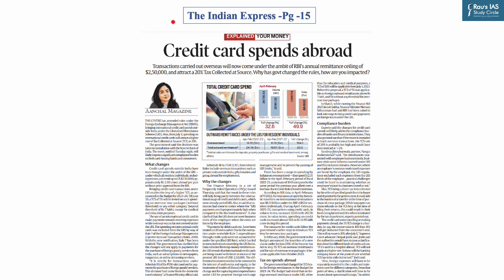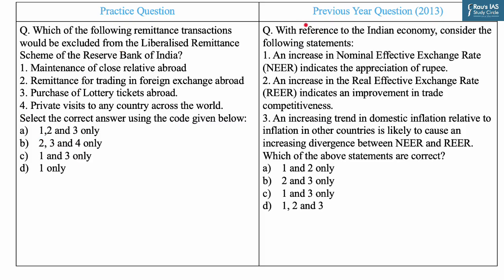Our last question of today's discussion is based on this news article which featured on page number 15 of the Indian Express newspaper. Now the Centre has recently amended rules under the Foreign Exchange Management Act, that is FEMA, and it has brought international credit card transactions outside India under the Liberalised Remittances Scheme, that is LRS. Important events related to foreign exchange and their regulations have been an important theme for UPSC Prelims examination. As in 2013, it asked a question based on the effect on the Indian economy due to changes in the nominal effective exchange rate, that is NEER, and changes in the real effective exchange rate, that is REER. So let's take up today's practice question.